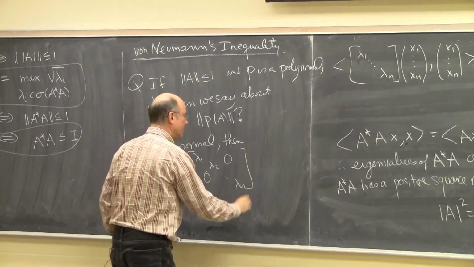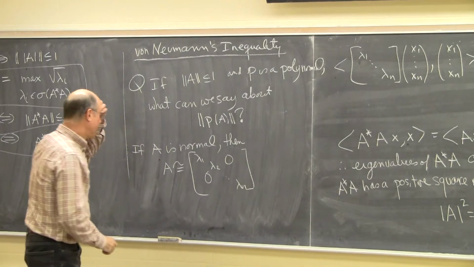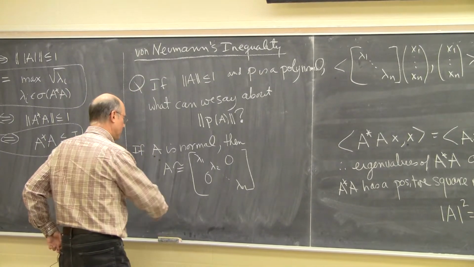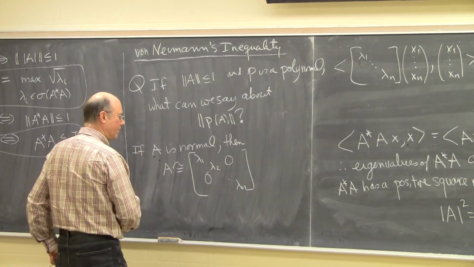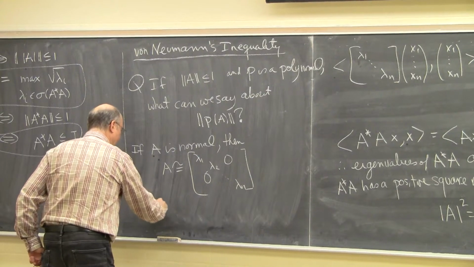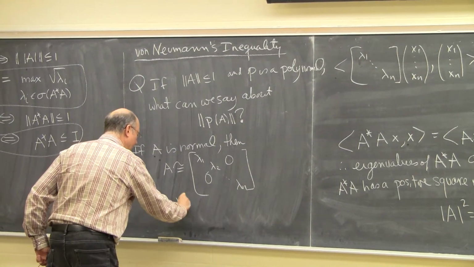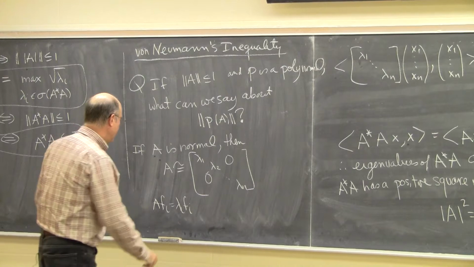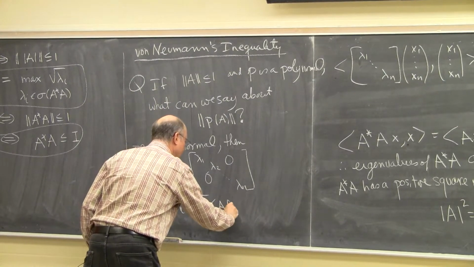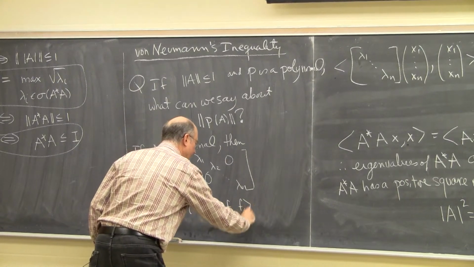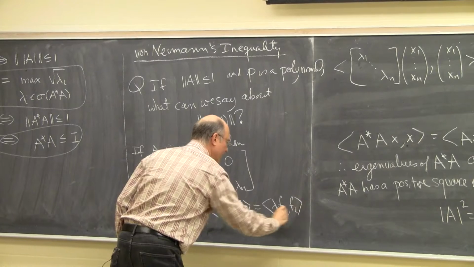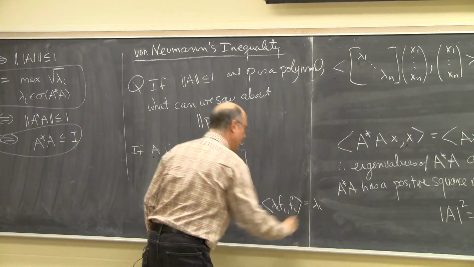All right, and these lambda i's are eigenvalues. So you certainly have, if A f_i is equal to lambda_i f_i, then you have the inner product of A f_i with f_i is equal to lambda_i times the inner product of f_i with f_i, which is equal to lambda_i.